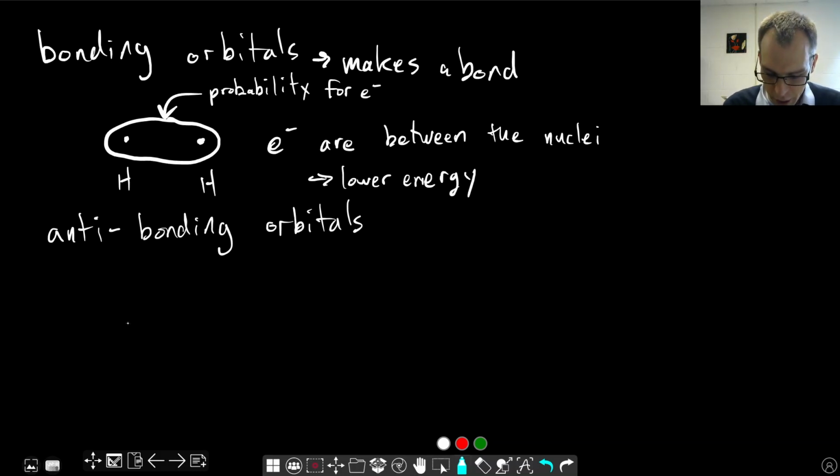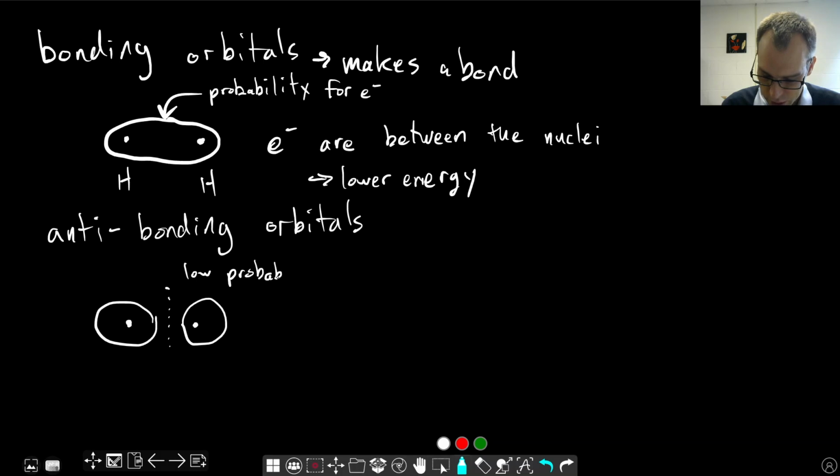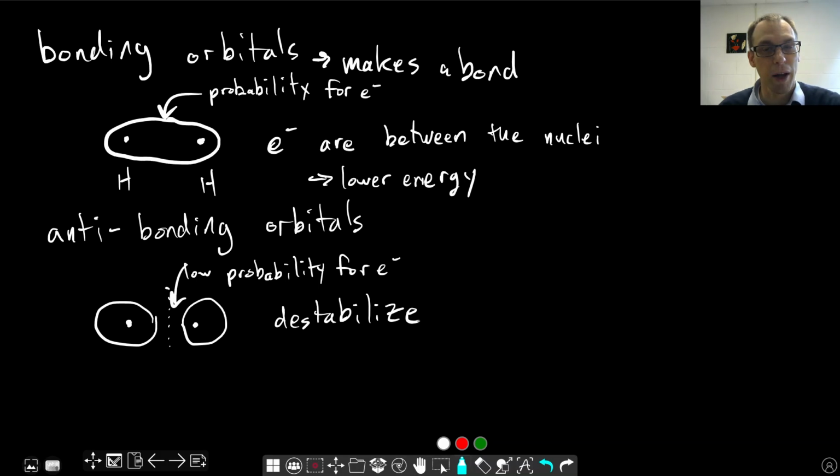Anti-bonding orbitals are the opposite. So they will have some region in between the nuclei where there's a low probability. In fact, most anti-bonding orbitals will have a node right in between the two nuclei. And so we have a low probability right in the middle. Low or zero probability for the electrons in between our two nuclei where you would want them for a bond. And so these will tend to destabilize the bond. So if electrons are in these anti-bonding orbitals, it causes the molecule to want to split apart.